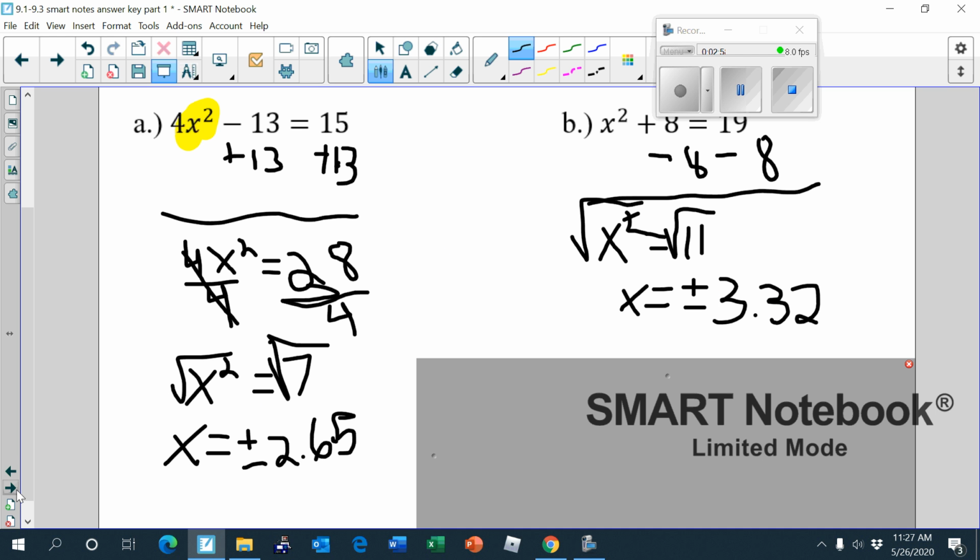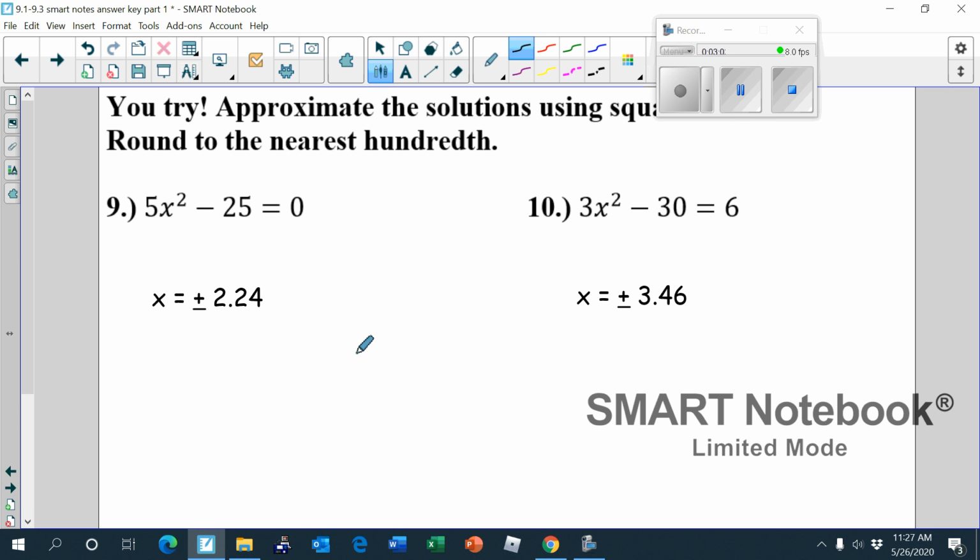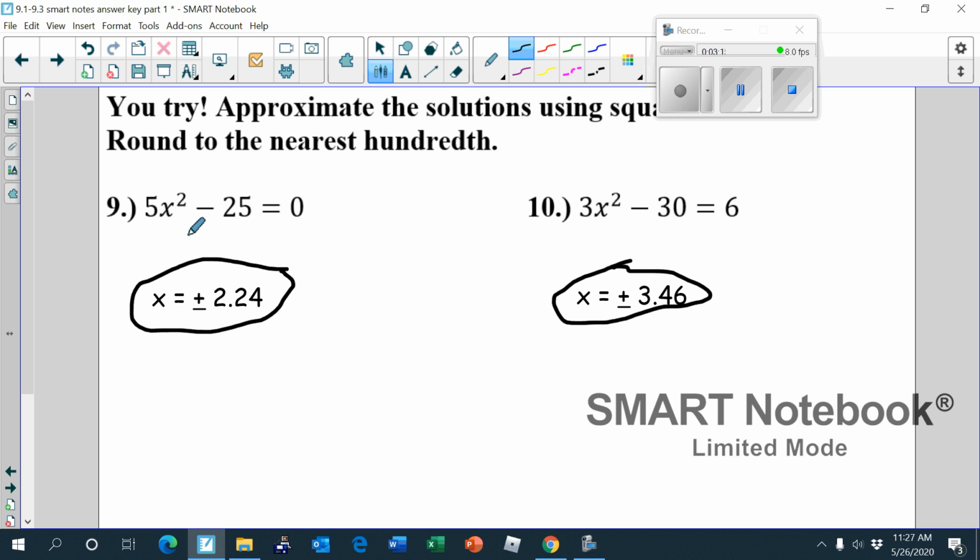Okay, why don't you pause it and let's try the tries. Okay, if you came back to me, here we go. You should have gotten that your final answers were x equals plus or minus 2.24 and x equals plus or minus 3.46, right? We're going to add 25, divide by 5. So what you're taking the square root of here is the square root of 5 is 2.24. And over here, the square root of 12 is what you should have gotten as 3.46. And don't forget to include those plus and minuses.